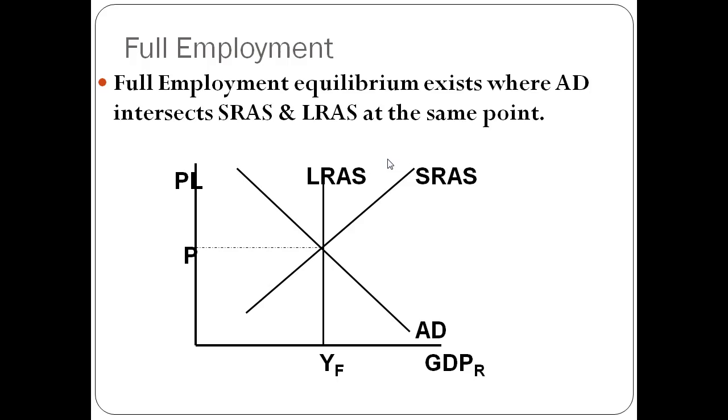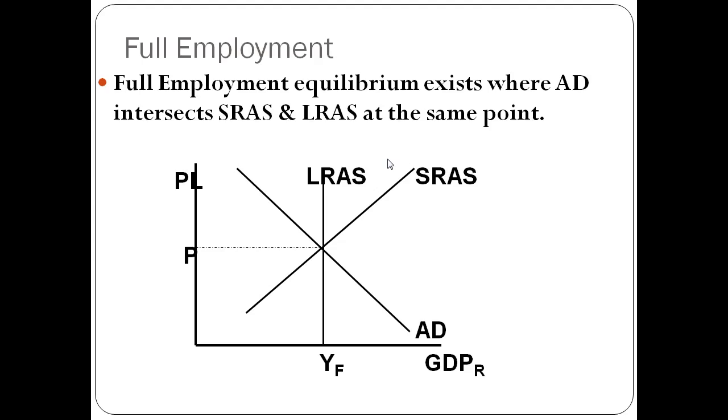So with our ADAS graph, we have price level on our y-axis, real GDP on our x-axis. We have our downward sloping aggregate demand curve, our upward sloping short-run aggregate supply curve, our vertical long-run aggregate supply curve, and right below that is your full employment output represented by the variable YF.